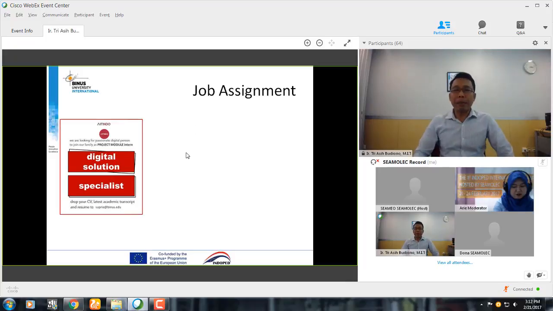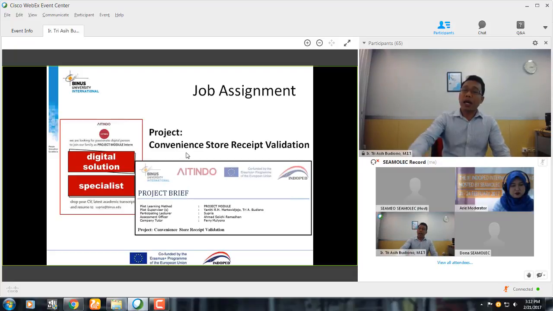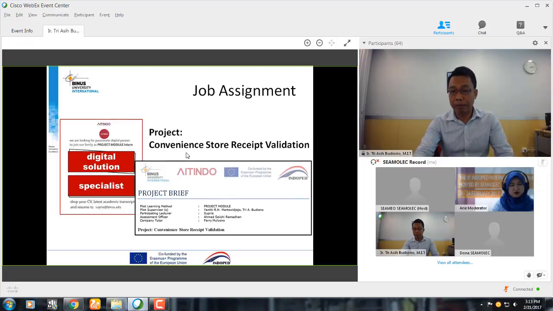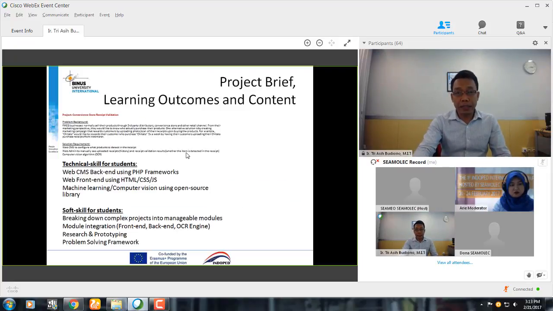The job assignment for the student in the project module is called Digital Solution Specialist. They basically develop software for a client company, and the company assigned them a specific project called convenience store receipt validation. To manage their learning, we appointed the university supervisors, me and Ibu Yanti, also the lecturer, the coach, Pak Supriya, the assessment officer, Pak Ahmad Sechi, and the company tutor from the company, Pak Ferry Mulyono.